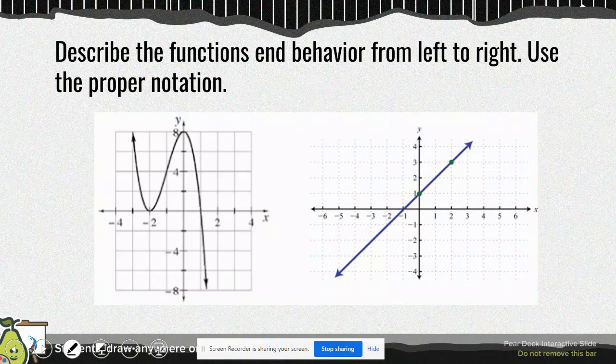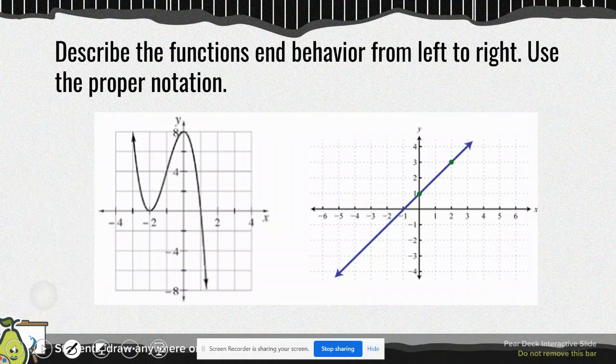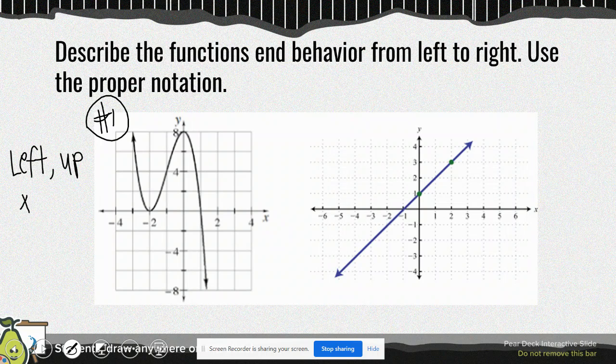And here's your last two examples. See if you can just use the notation and double check if your description is correct. We'll start with the one on the left. So for the end behavior for the function on the left, function number 1, on the left, our function is pointing up. So as x approaches negative infinity, our graph y is going towards positive infinity.